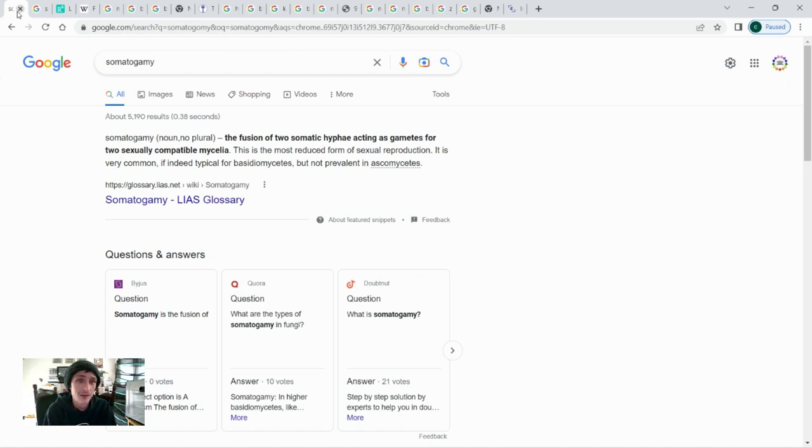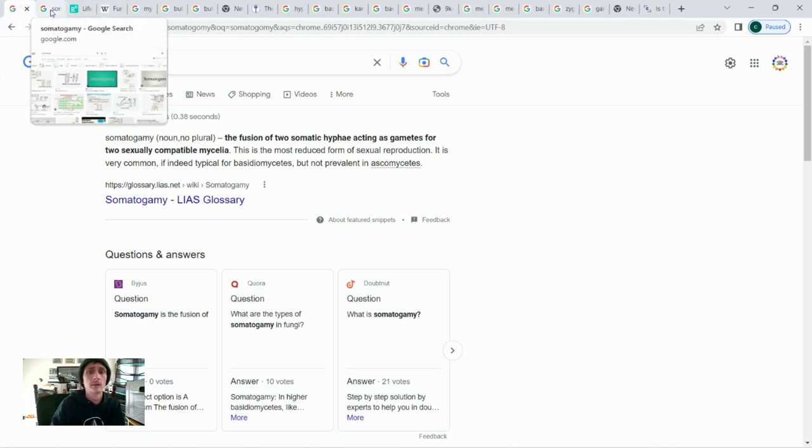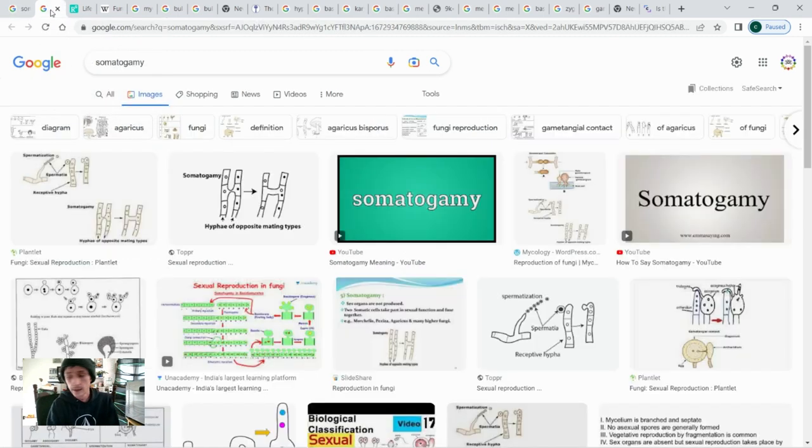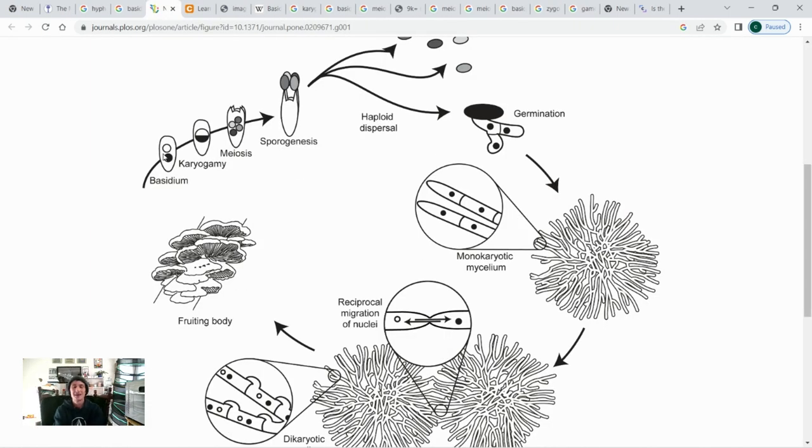Somatogamy, the fusion of two somatic hyphae acting as gametes for two sexually compatible mycelia. So that is essentially when the plasmogamy is occurring in the monokaryotic cultures. Essentially, the two monokaryotic mycelia come together and form the mushroom.